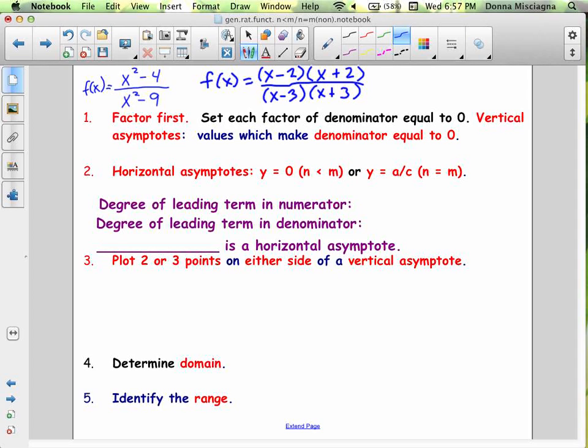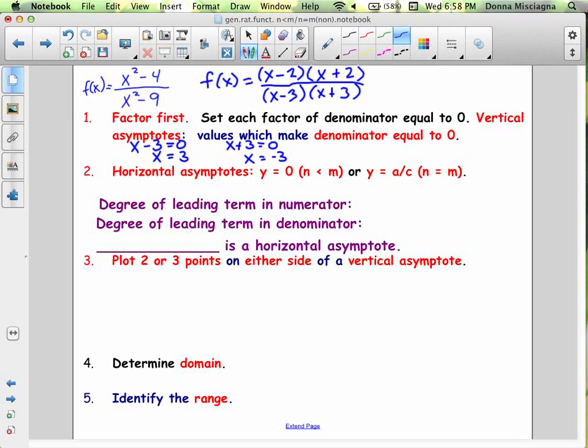Right, so we set each factor of the denominator equal to 0. Those are the vertical asymptotes. Right, so if x minus 3 equals 0, x equals 3 is one vertical asymptote. If x plus 3 equals 0, we subtract 3 from both sides. X equals negative 3 is the other vertical asymptote.